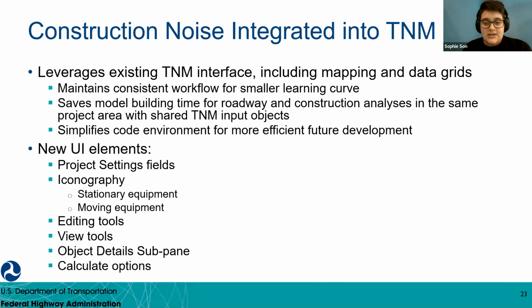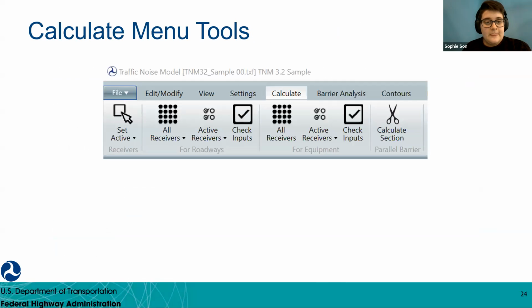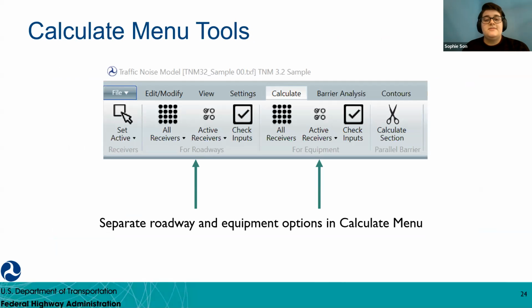Moving on to how to actually calculate results for construction noise. There are now two sections of buttons for traffic noise and construction noise separately. If you click any of these three buttons, it will evaluate the noise level or geometry of all TNM objects apart from equipment, and vice versa. If you select any of these three buttons, it will evaluate the noise level or geometry for all TNM objects apart from roadways. So you cannot analyze the impact of roadway objects and equipment objects operating simultaneously.